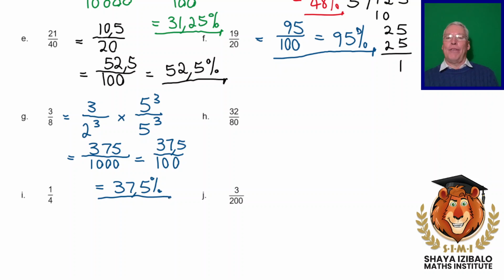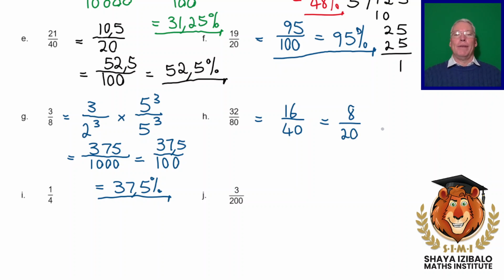Okay, the next one's 32 out of 80. Now let's see if we can simplify it down first. Let's halve the top and halve the bottom. That's an equivalent fraction. Let's do that again. Halve the top, halve the bottom. In fact, let's do it one more time. Halve the top, halve the bottom. 32 out of 80 is exactly the same as 4 out of 10.